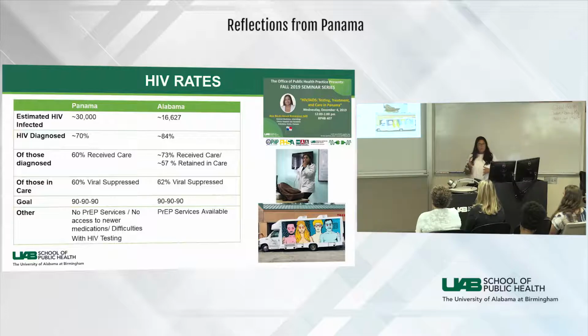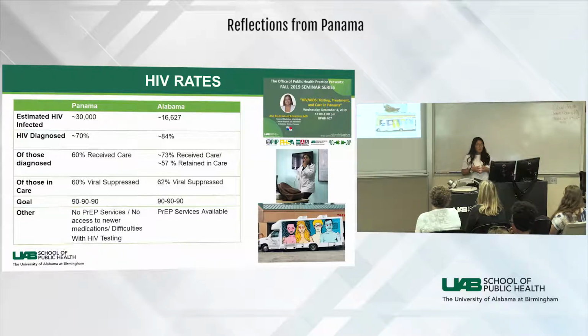As we see in Alabama, around 84% have been diagnosed, and then a difference that we see are numbers of those who have received care and those who have been retained in care. So 57% of the 84% who have been diagnosed with HIV have been retained in care, and of the 73% who have received care, 62% have been virally suppressed.